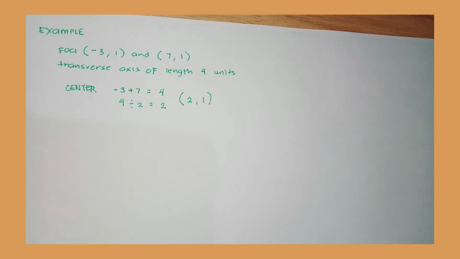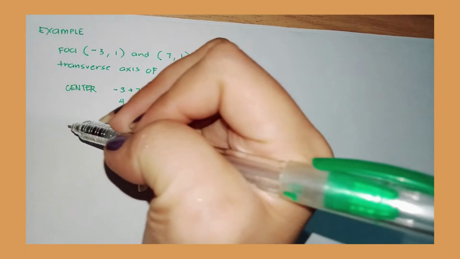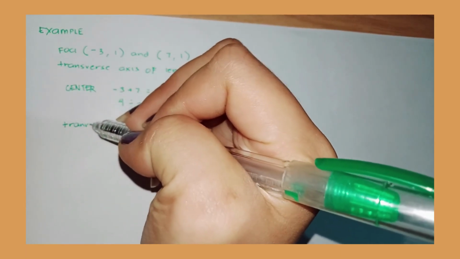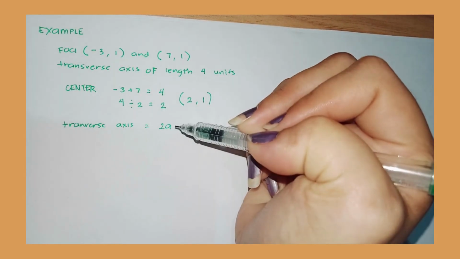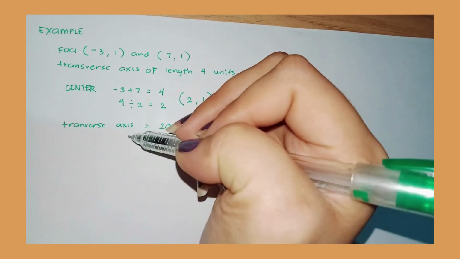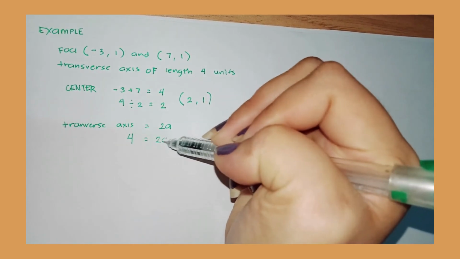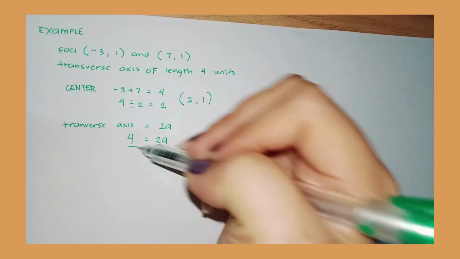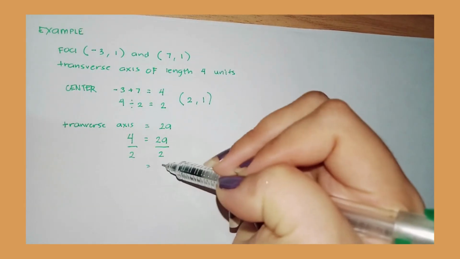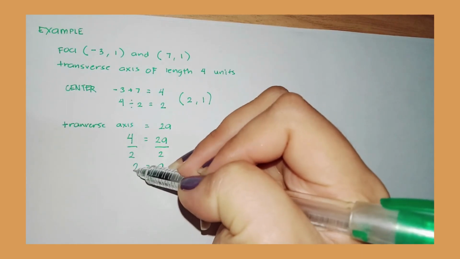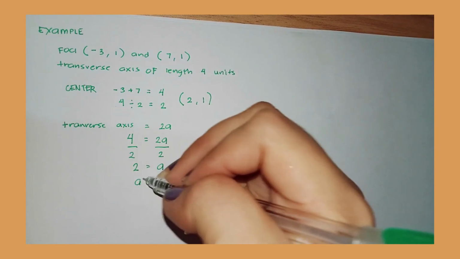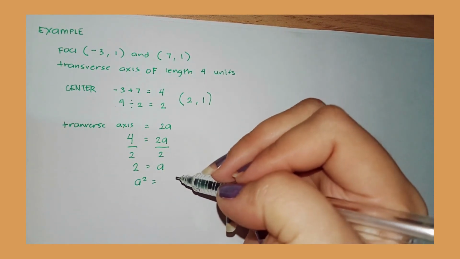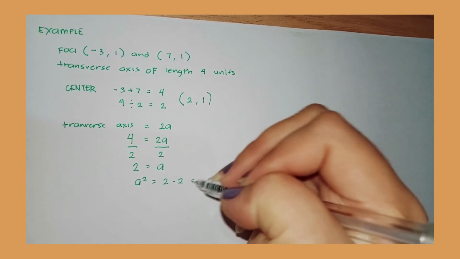Next thing to do, we need to find a squared. Para makuha yung a squared, gagamitin natin yung formula. Transverse axis is equal to 2a. Yung transverse axis length natin ay 4, equals 2a. Divide both sides by 2. So, yung a natin ay 4 divided by 2, that is 2. Kaso, hinahanap natin ay a squared. So, meaning, i-multiply natin yung a sa sarili niya, that is 2 times 2, a squared is 4.